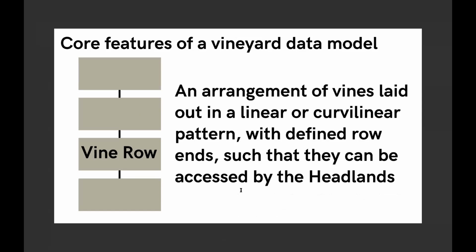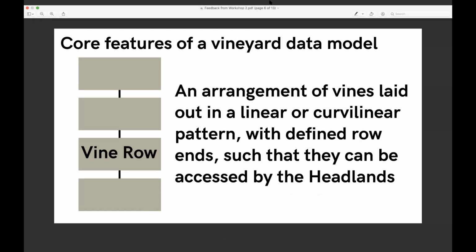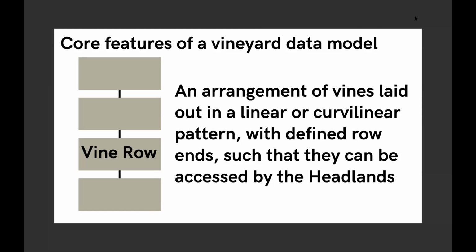The next step down as we work through this hierarchy is a vine row, an arrangement of vines laid out in a linear or curvilinear pattern with defined row ends such that they can be accessed by the headlands. I think the interesting thing to note is that whilst many traditional vine rows are defined by end posts, that's not all vineyard types. So that's why we're keeping posts out of the vine row definition. If we move on to the next one, Ollie.